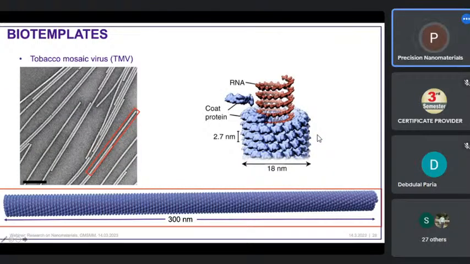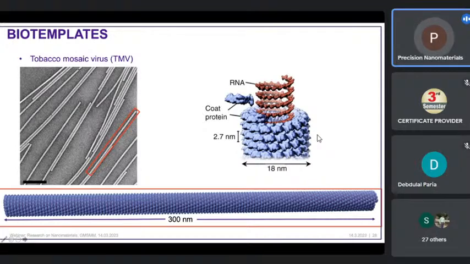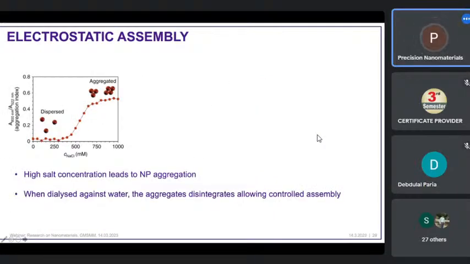Then we take virus particles. These are not harmful viruses. These are tobacco mosaic viruses grown in tobacco leaves, which are about 300 nanometers in length and about 18 nanometers in diameter. The surface charge here is negative. It's a natural colloidal nanoparticle with negative surface charge. So now we have gold, which is spherical, and this is an anisotropic rod-like particle.